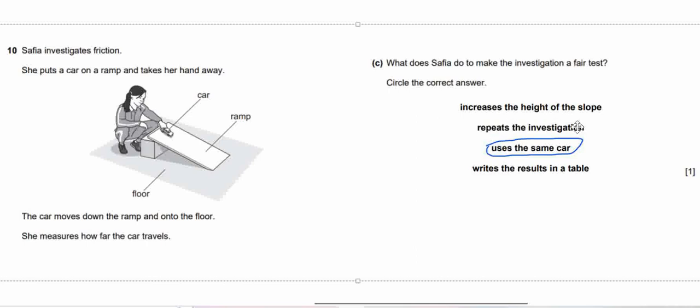Repeat investigation is not correct, as the purpose of repeating an investigation is to make the experiment more reliable, to get more reliable data. All right, next, question 11.